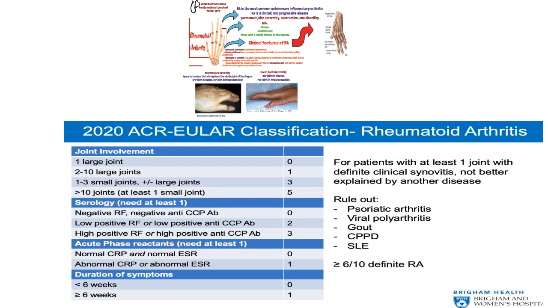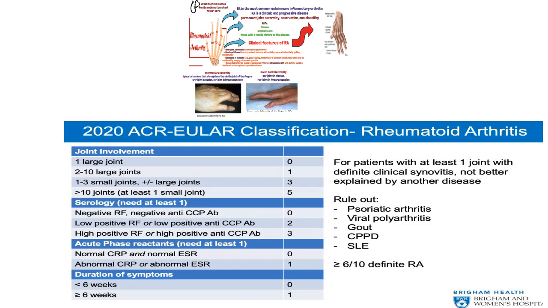To diagnose rheumatoid arthritis, we use a scoring system. In 2020, the American College of Rheumatology and the European League Against Rheumatism established criteria for the diagnosis of rheumatoid arthritis. We assess the patient in 4 categories. The first is the duration of symptoms. If the duration of symptoms is less than 6 weeks, we give a score of 0 to the patient. 6 weeks and more means 1 point.